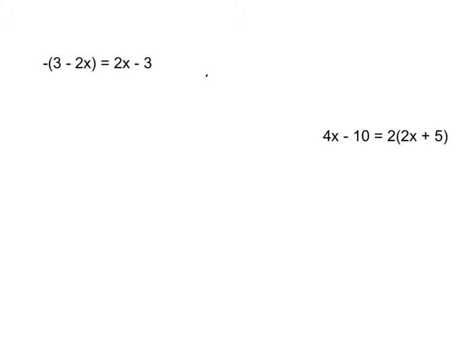I'm going to show you an example of each of those special cases of equations when you're solving with variables on both sides. So in the first example, we have a negative on the outside of the parentheses, so we can start by distributing, and that makes our equation negative 3 plus 2x equals 2x minus 3.